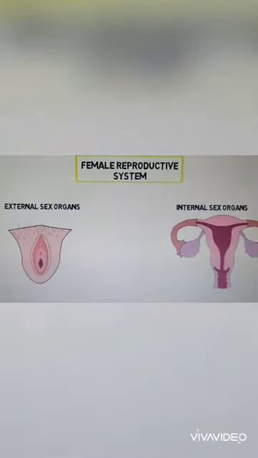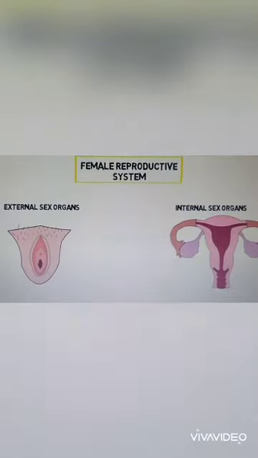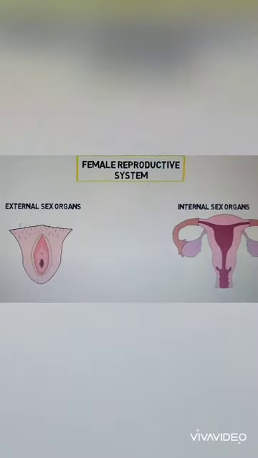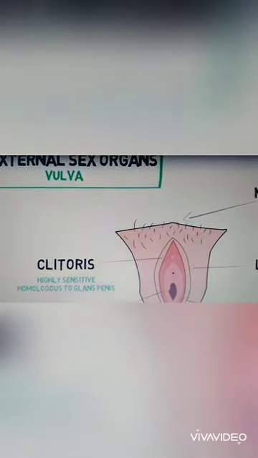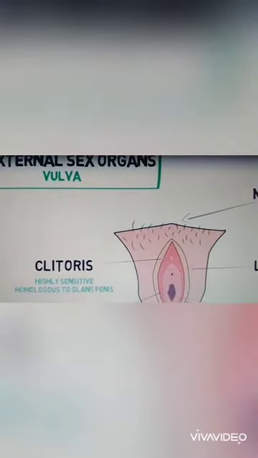Hi everyone, so today we are going to learn about the female reproductive system, the gross anatomy of the female reproductive system. For the female reproductive system, we have to study the external sex organs and internal sex organs. External sex organs are also known as the vulva. In this, the first one is the clitoris.